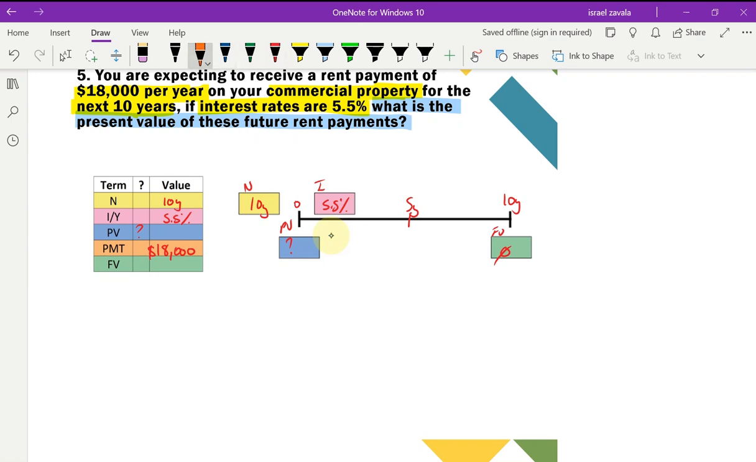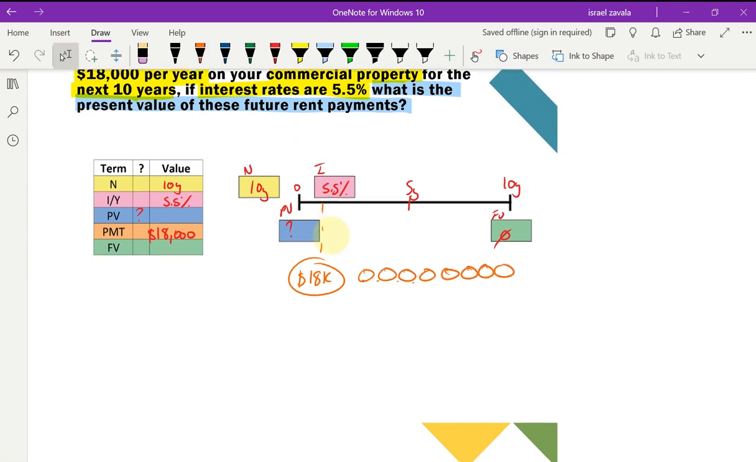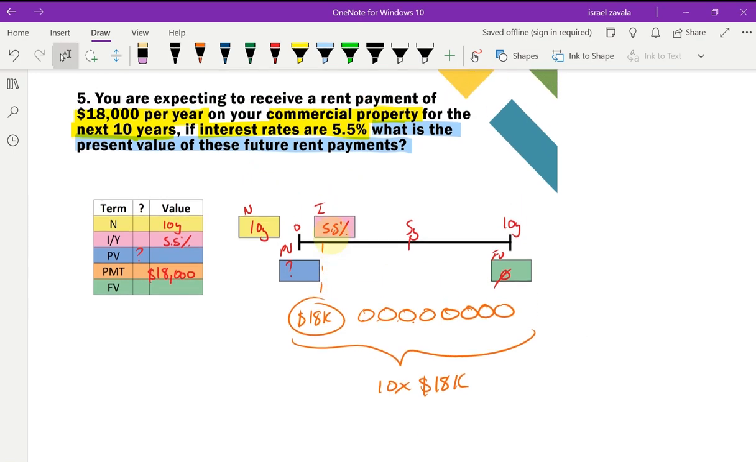So the stream of payments is going to be 18,000, and there's going to be 10 of them. There's going to be 10 of these. If there's not exactly 10 bubbles, I'll ask you to forgive me, right? 10 payments times 18,000. Okay, so what is this stream of payments worth in today's dollars?